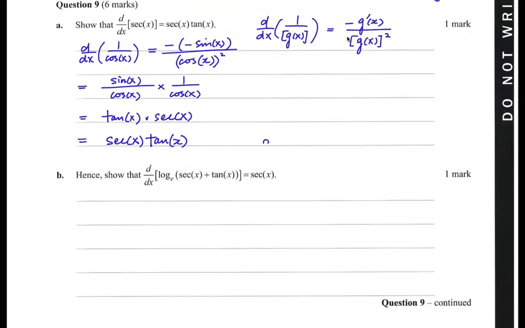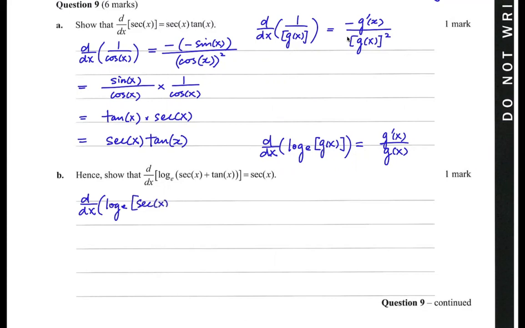The next part is basically using the derivative of log e of g of x with respect to x. That is g dash over g. For any specialist math student, you must be very familiar with that, even including mathematics students. So let's say d/dx of log e of secant x plus tangent x. The inner function is just this guy here.